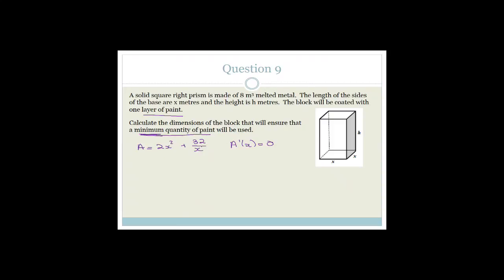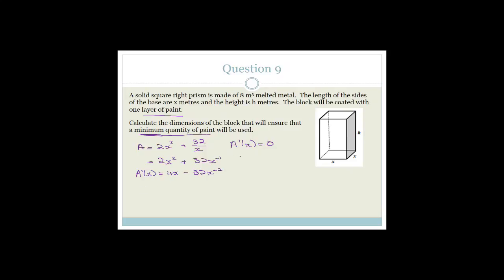So the first thing we need to do is fix that, because we don't know how to derive fractions, or things with x in the denominator. So it's going to be 2x squared plus 32x to the negative 1. All right. Now we can find the first derivative. So A dash of x is going to be 4x minus 32x to the negative 2.